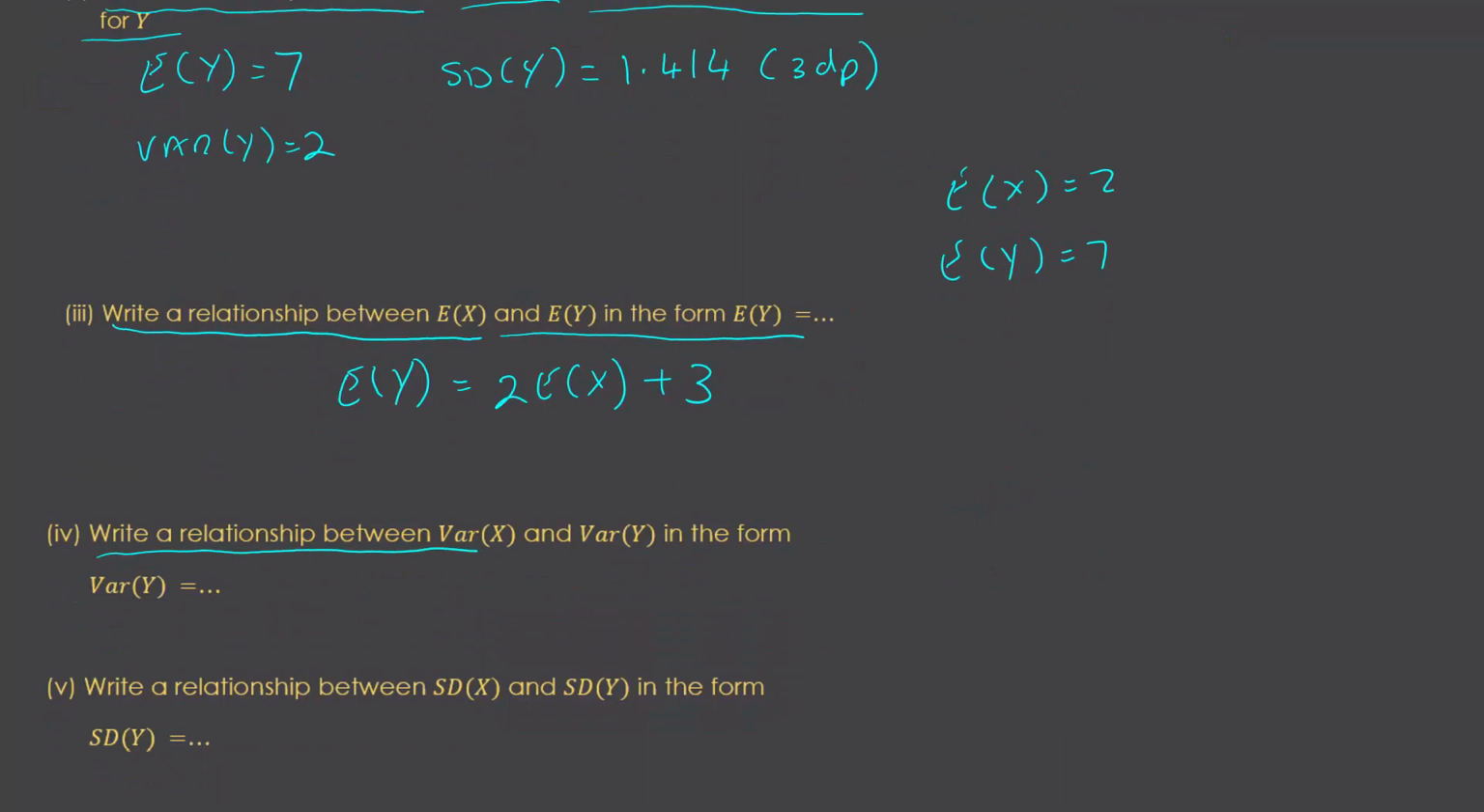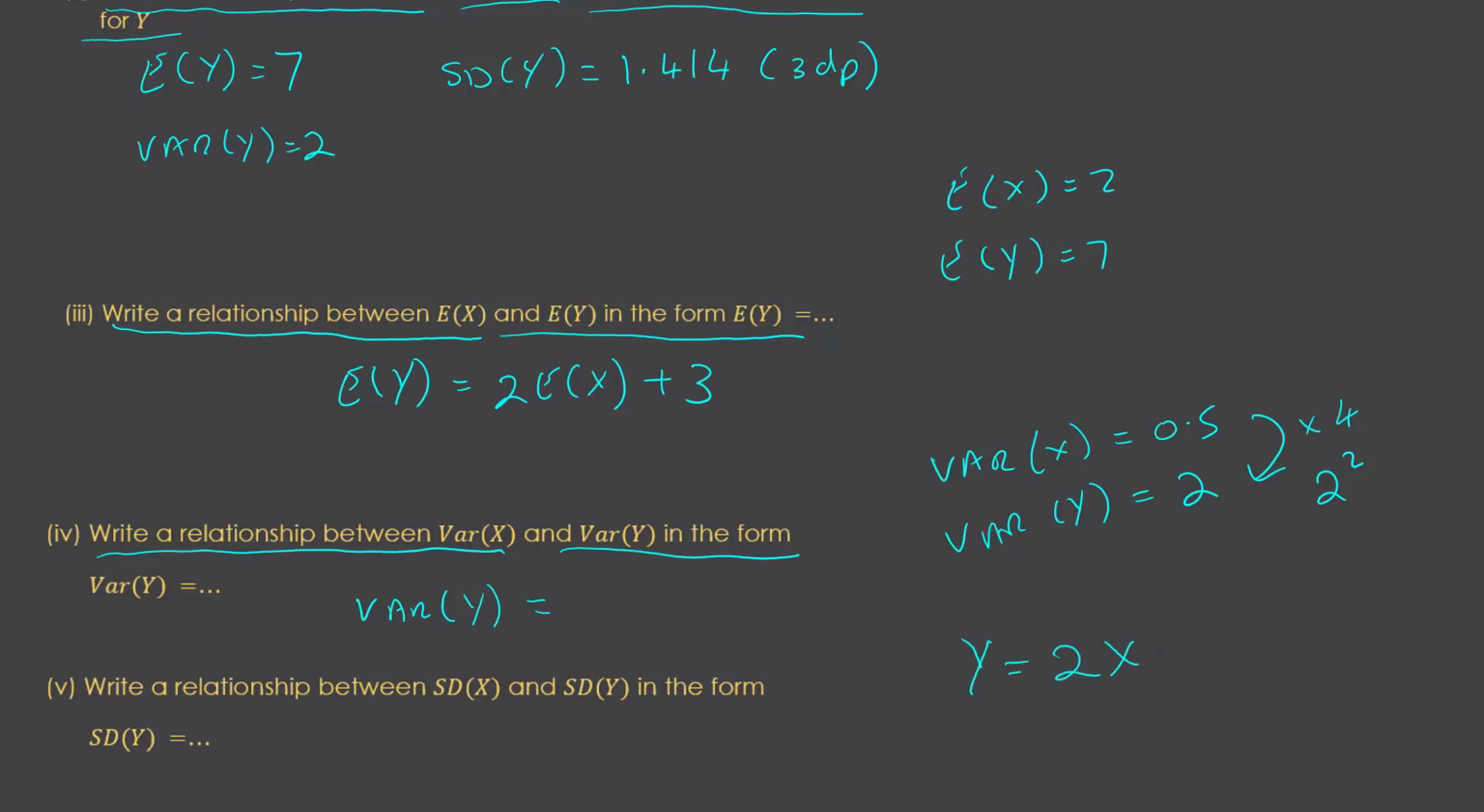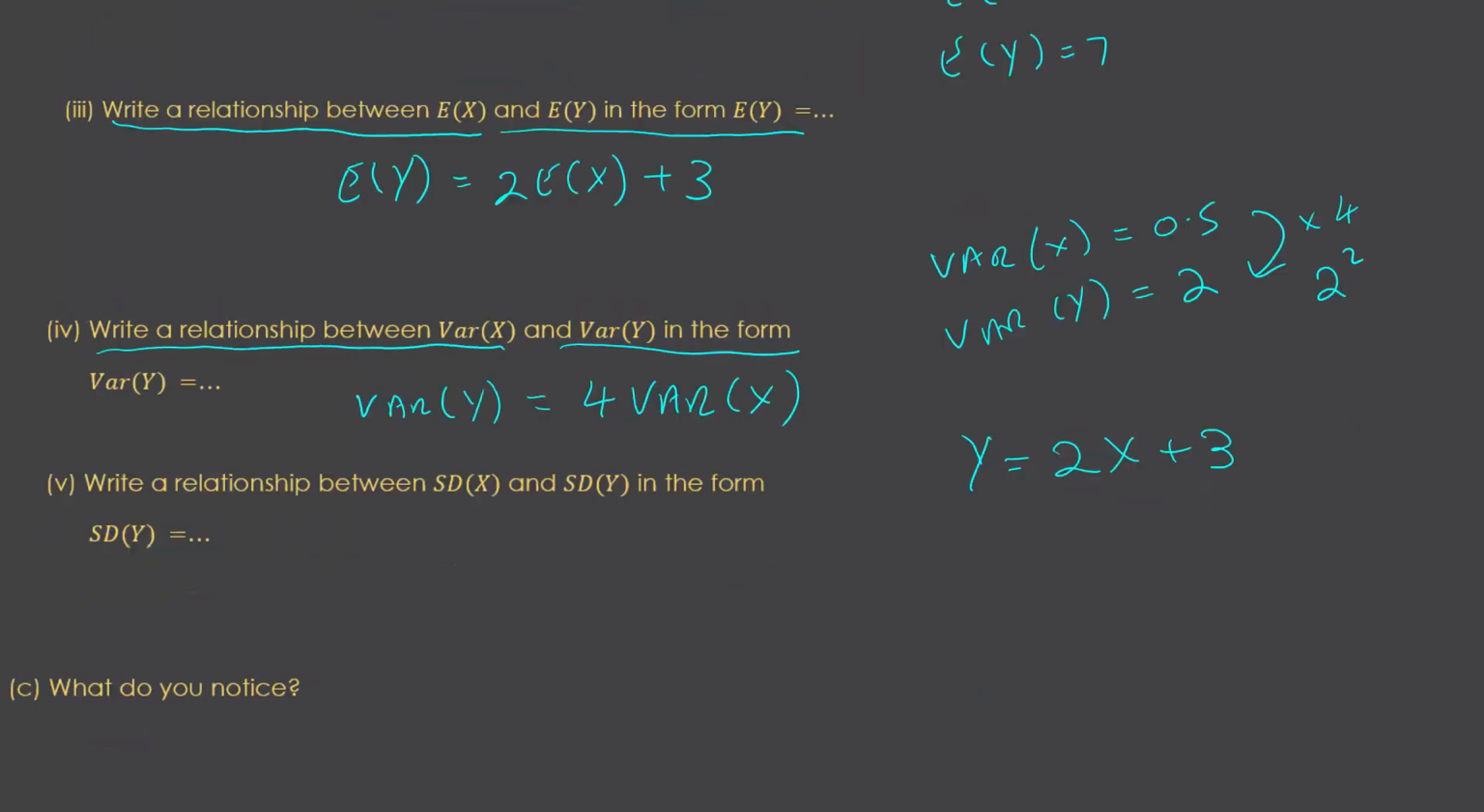Now we're asked to write a relationship between var x and var y in the form var y equals. Well, the variance of x was 0.5. The variance of y was equal to 2. Well, that's times 4, which of course is 2 squared. Now remember here that we've said that y is equal to 2x plus 3. So var y is equal to 4 times var x.